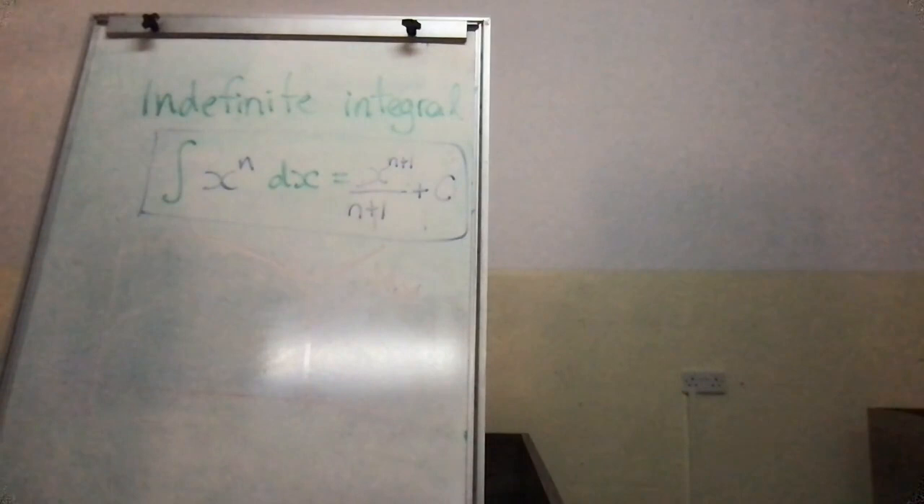So the full answer is not this. The full answer is this. I didn't leave myself enough room for that. I'm going to rewrite this a little bit over, okay? So I'm just going to move this over. So x to the n plus 1 divided by n plus 1 plus c. And that is the full answer.